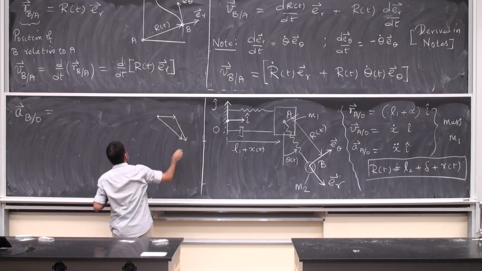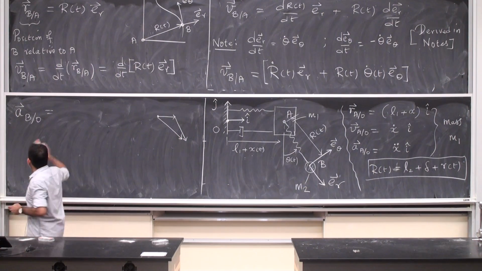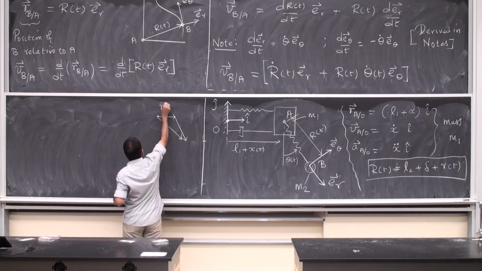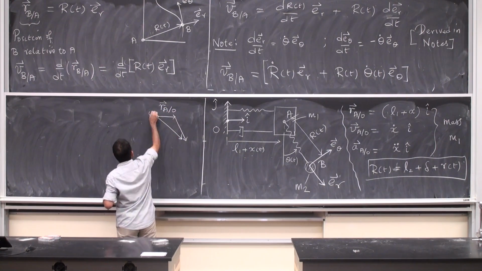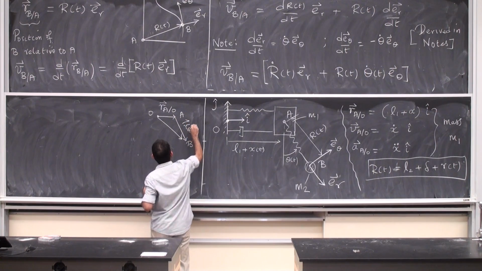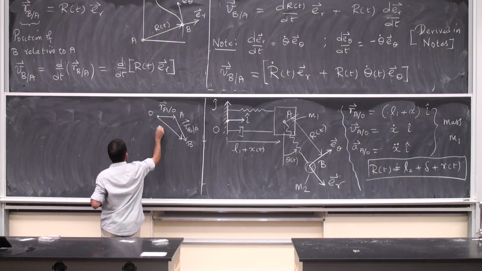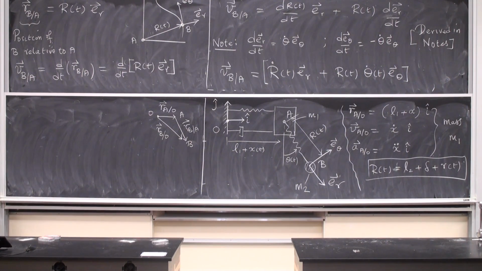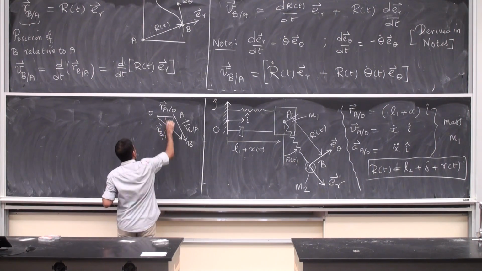Joined this way. Let's start off with the position vectors. Okay, so position vector. This is O, this is A, this is B, this is B slash A, B slash O. We make use of the vector law of addition, the triangle law of addition for vectors.